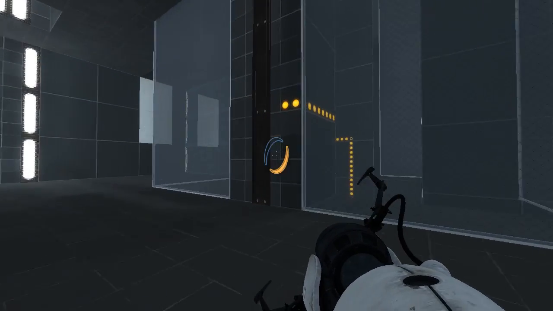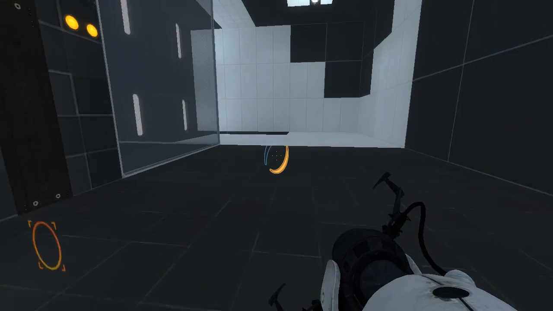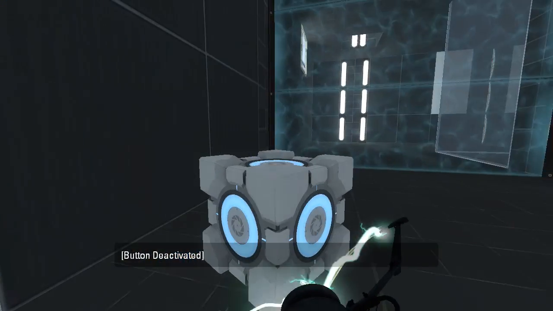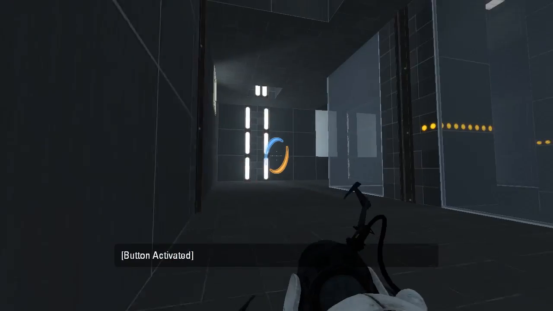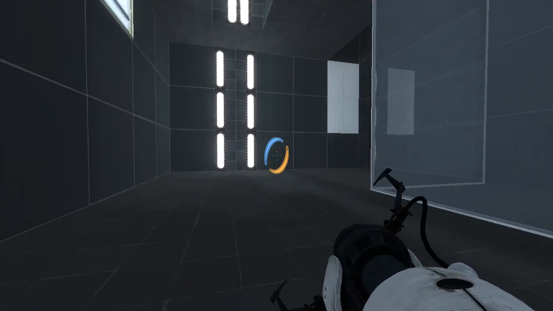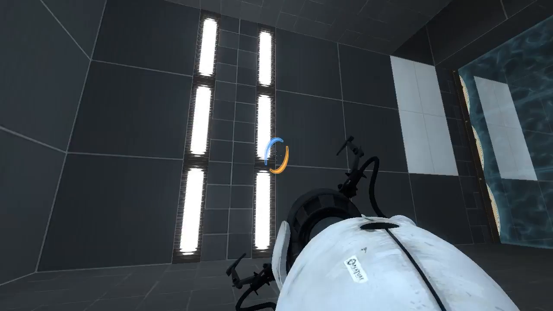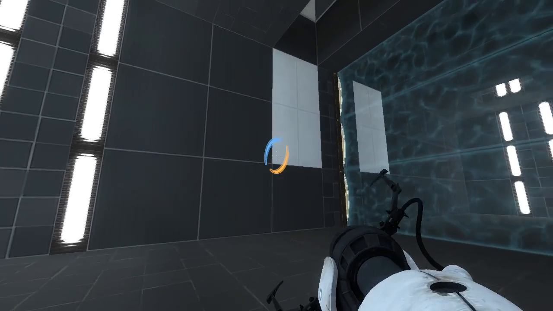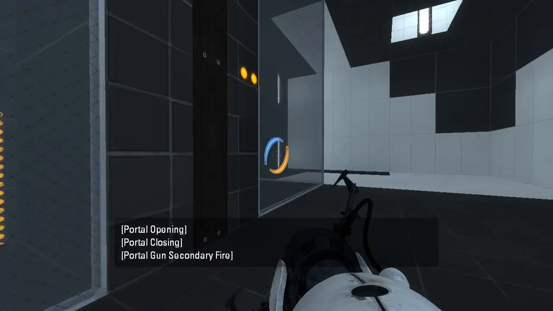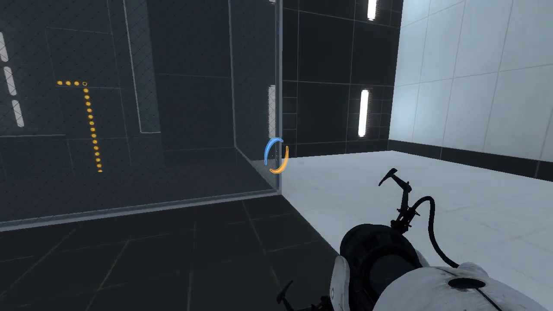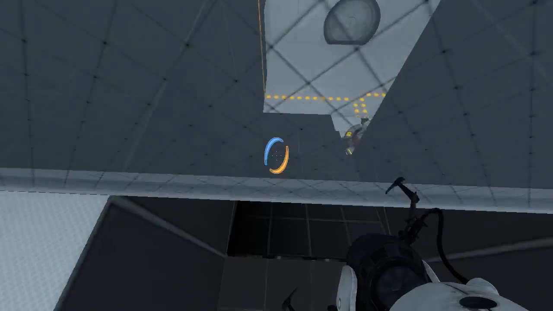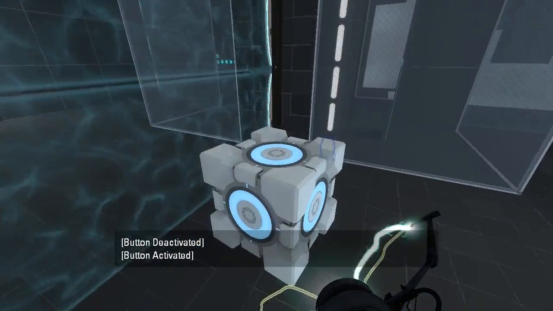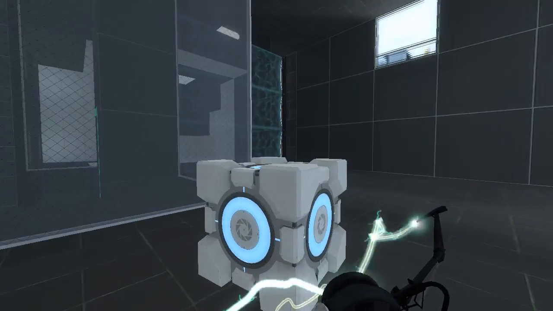Is this a laser wall or an emancipation grid? Let's find out. That's an emancipation grill. Well, okay then. Oh, that doesn't do what I thought it did.